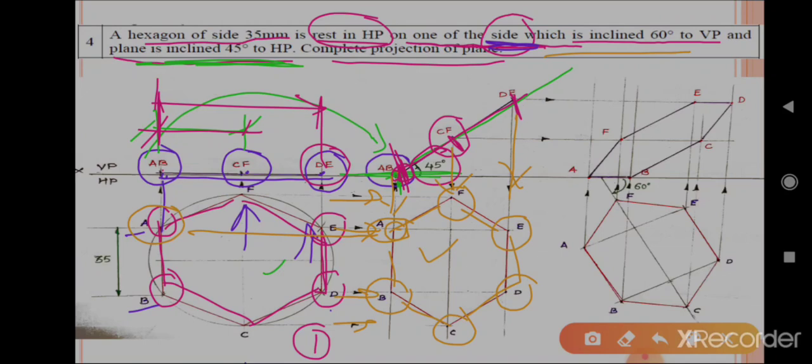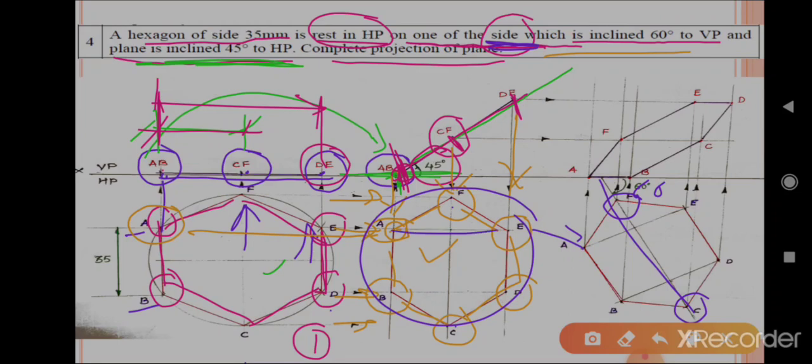So the plane is inclined 60 degrees. First draw the 60 degree line, and this view we can take here. First mark the points, that is F and C. We can mark points F and C here.